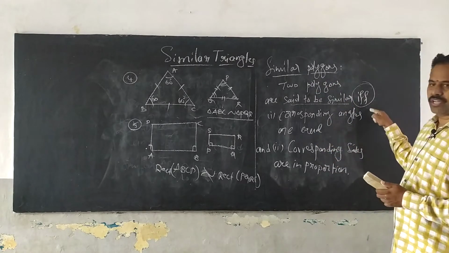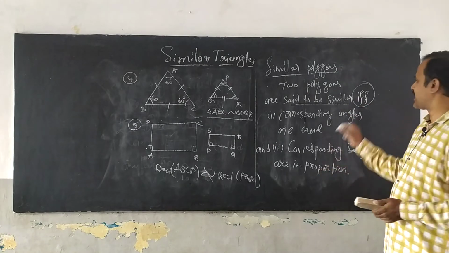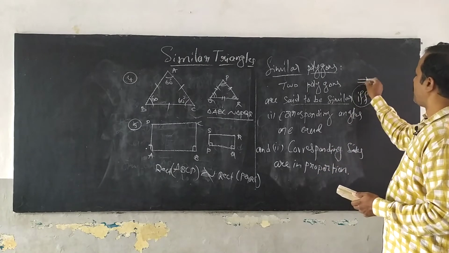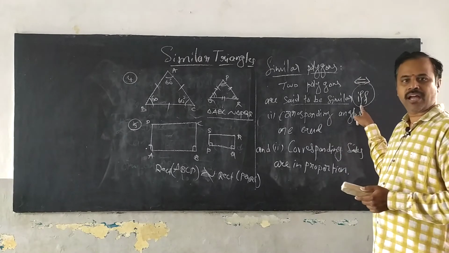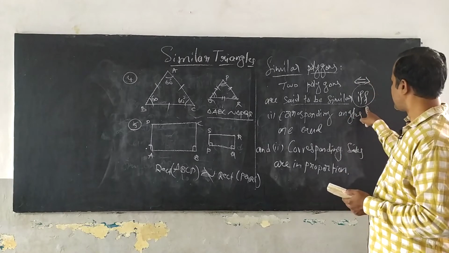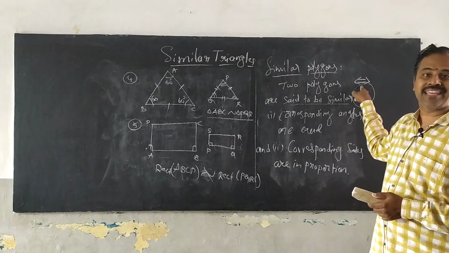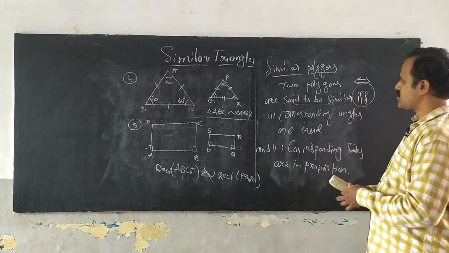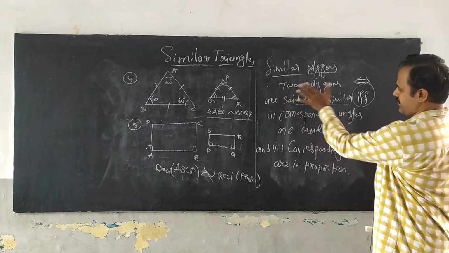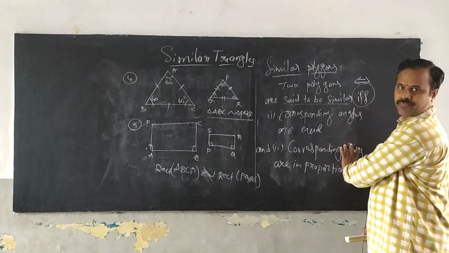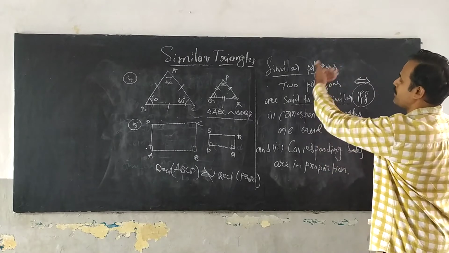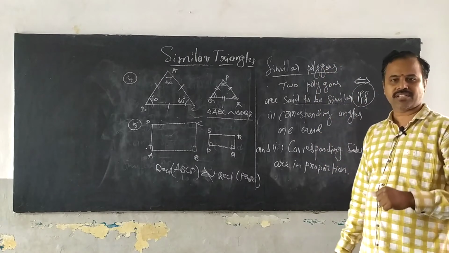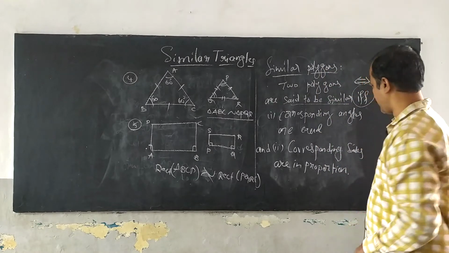This if and only if, IFF, indicates a symbol of bi-implication. That means if they are similar, they satisfy the two conditions. If the two polygons satisfy these two conditions, then they will become similar. Do you understand, everybody? Very clear.